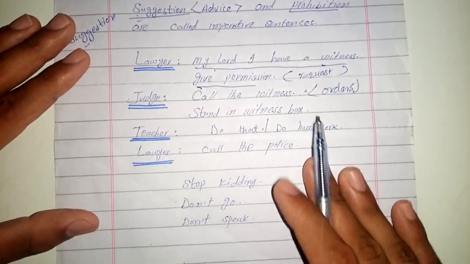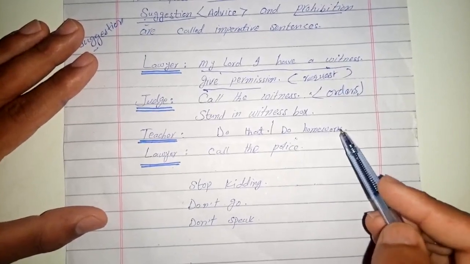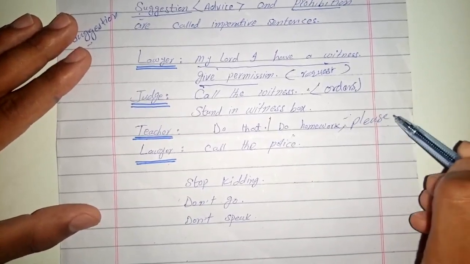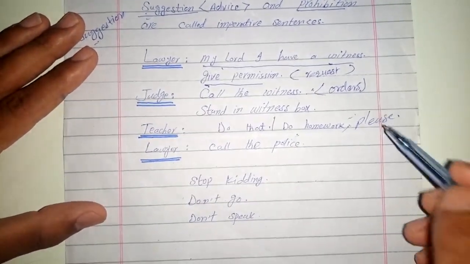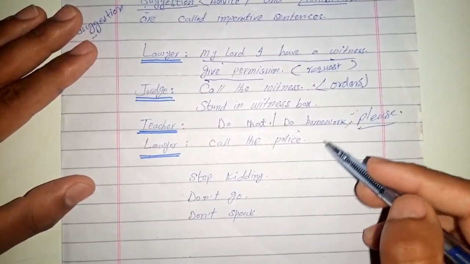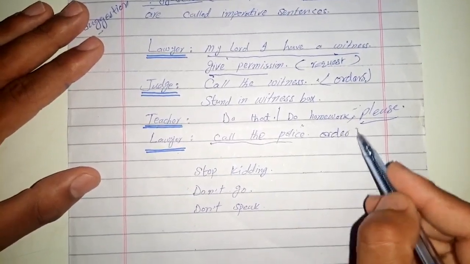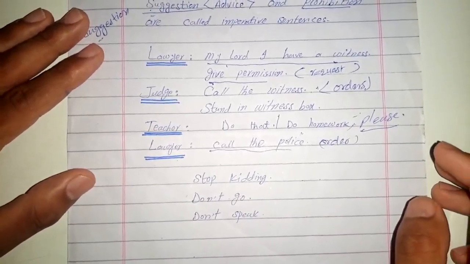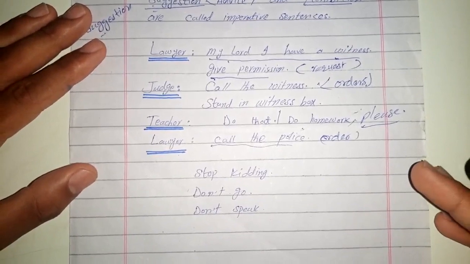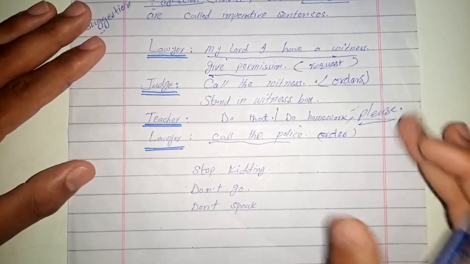There are also some other examples I have given. A teacher always gives the order, do that, do homework. If a teacher says, do homework please, it's not a request, because a teacher always gives the order. Please is used just to show a sympathetic behavior. Call the police, said by a lawyer, is an order to someone to call the police. When someone says, call the police, it may be an order, it may be a request, but it depends on the situation, and that determines whether it is an imperative sentence or not.